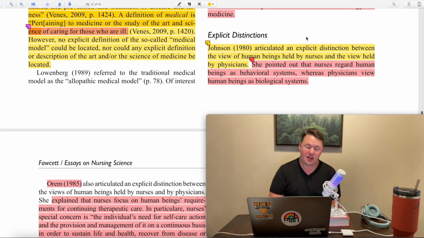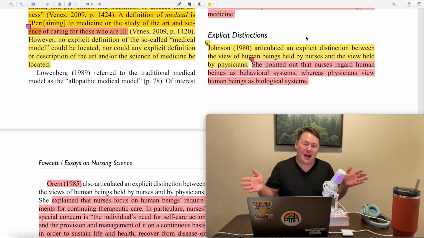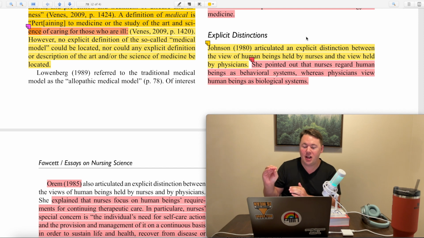Quote, "She pointed out," in this case Johnson, "pointed out that nurses regard human beings as behavioral systems, whereas physicians view human beings as biological systems." Two problems with this, at least, but let's go with the two that popped into my head right now. First of all, who has ever made the claim that nurses don't also view people as biological systems too? And I'm not suggesting that we only see them as biological systems. And you are suggesting that physicians only view people as biological systems. Even if the medical model views people as biological systems, your claim now is that physicians as people view human beings as biological systems only. That's insane.